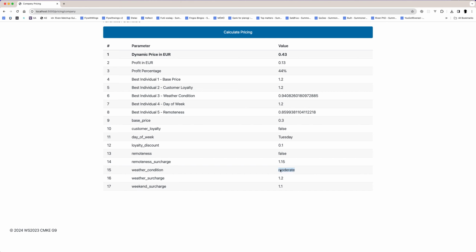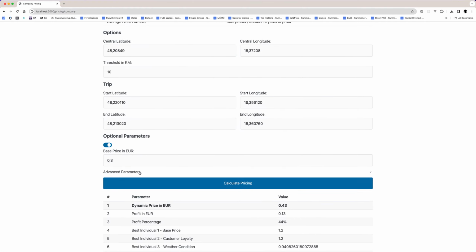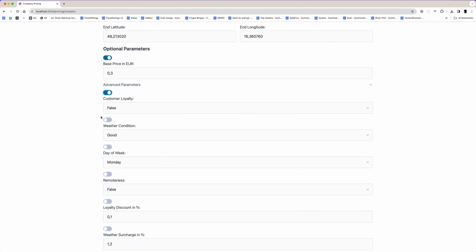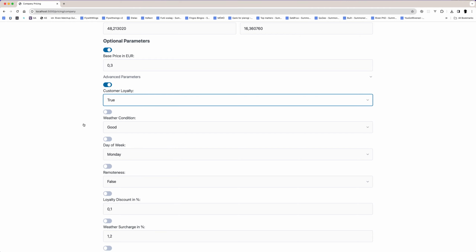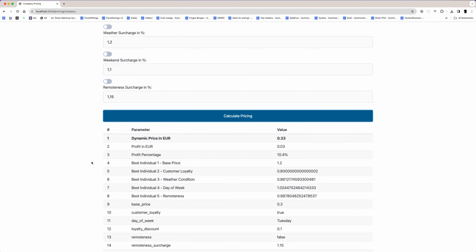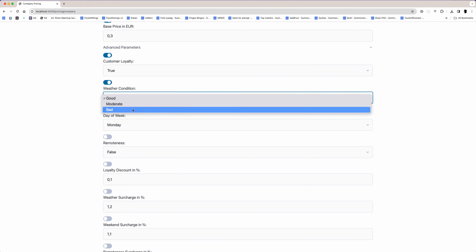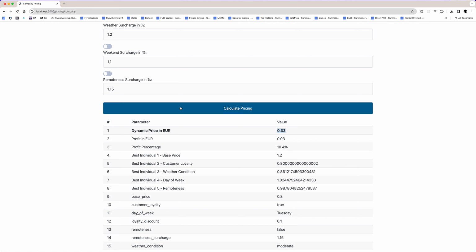Our current weather condition in Vienna is moderate, and the weather surcharge would be plus 20%, and the weekend surcharge would be plus 10%. We also can see how this price changes if we change the different parameters. For example, if the customer is a loyal customer and we calculate the respective price here, we see that the price decreases. So we would now have a dynamic price of 33 cents. If we do the same with the weather condition and change it to bad, we would increase the price though, because now we assume that there will be a higher demand.